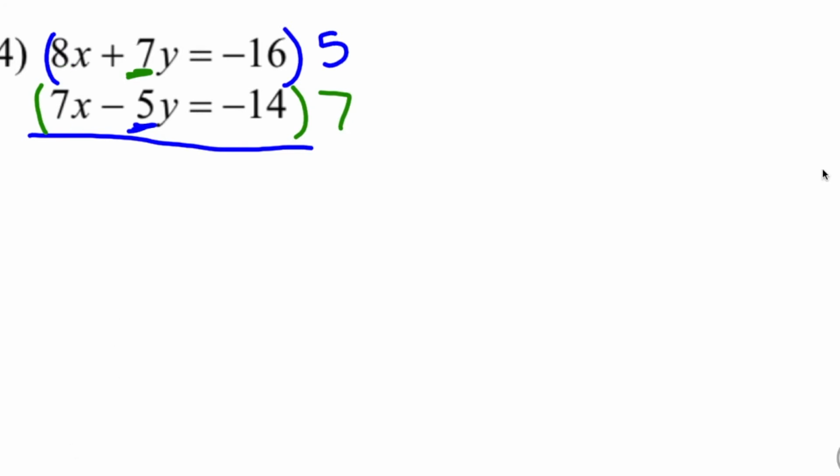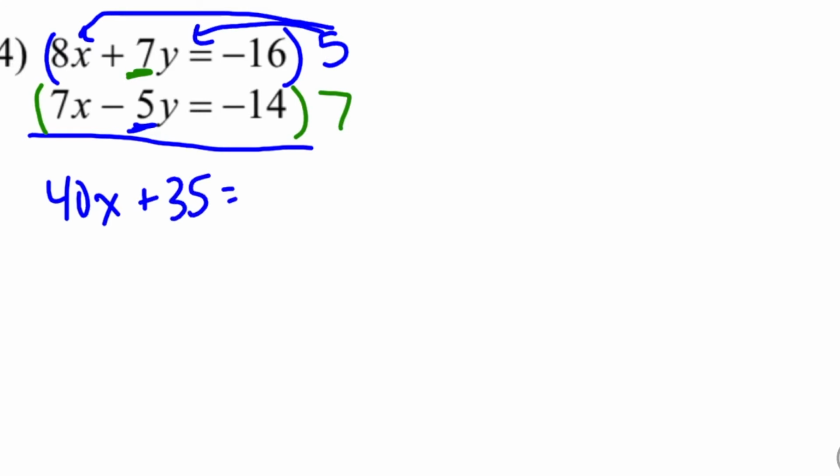All right, so let's go ahead and multiply this through. So 5, we're doing the distributive property. 5 times 8x is 40x. 5 times 7y is 35y. And 5 times negative 16 is negative 80. Now multiply the 7 through.